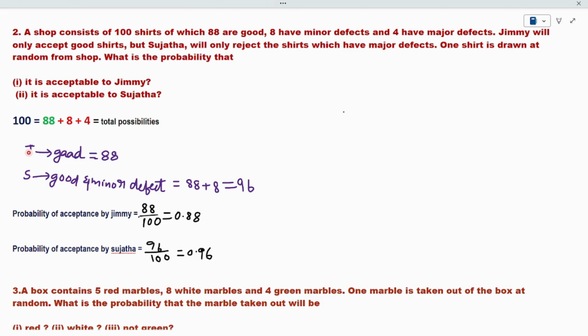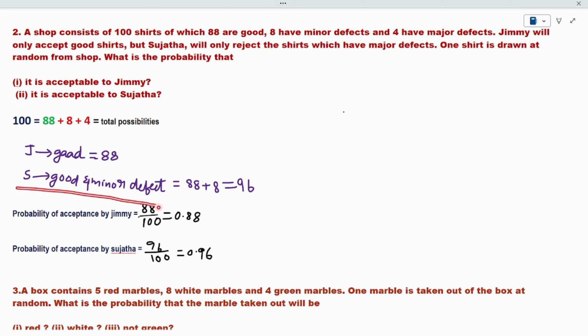As per the data, Jimmy accepts only the good shirts. So Jimmy can accept a maximum of 88 shirts, because only 88 shirts are good. In the same manner, Sujata accepts good shirts as well as shirts with minor defects. So Sujata can accept 88 good shirts as well as 8 shirts with minor defects, overall 96 shirts.